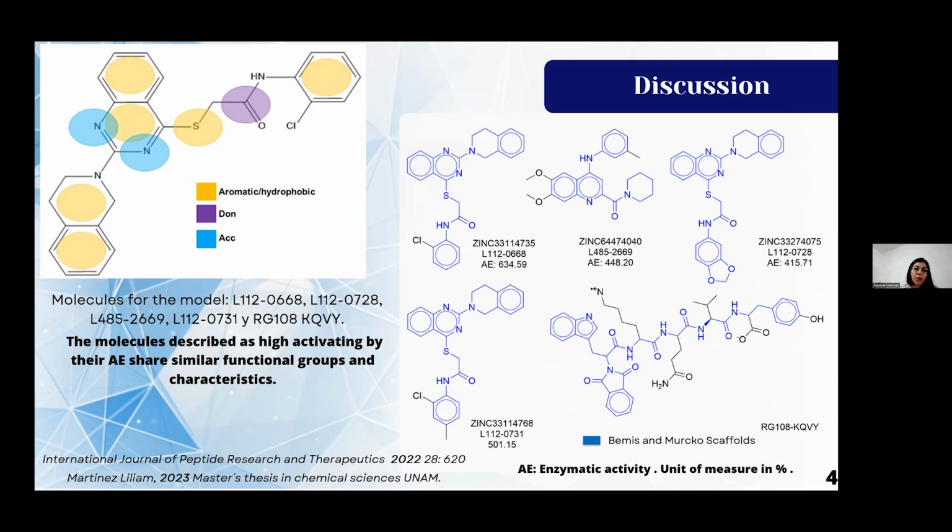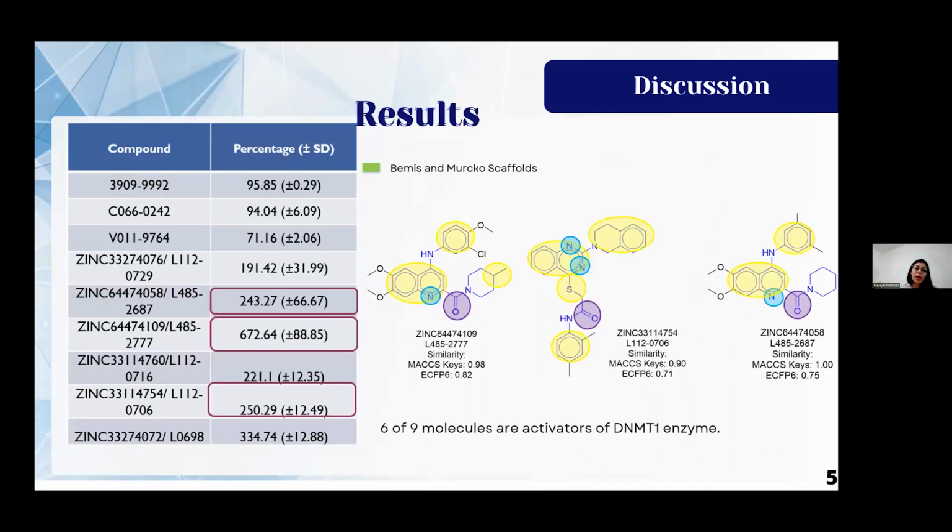And furthermore, a pharmacophore model was generated indicating the presence of 6 hydrophobic groups, 2 acceptor groups, and 1 donor. As a result of the virtual screening, we selected 9 molecules and conducted enzymatic activity assays. 6 of these molecules were activators. On the right, 3 of the most active ones are presented.